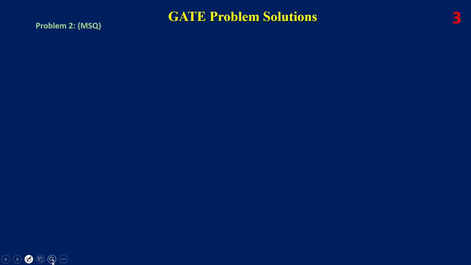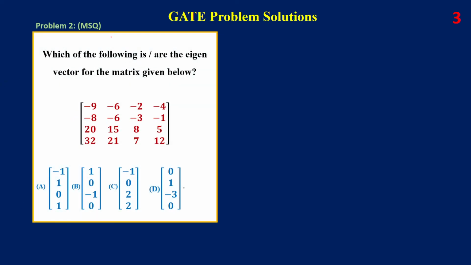Let me solve another problem. This is also one of the MSQ questions, multiple select questions, given in the GATE paper. I will read the problem. Which of the following is or are the eigenvectors for the matrix given below? This is one of the toughest questions because a 4 cross 4 matrix is given. There are no eigenvalues given. In the previous problem, minus 5 and 7 were given as eigenvalues, and with those eigenvalues we solved for eigenvectors. Here, they gave neither eigenvectors nor eigenvalues. We need to find the eigenvectors without the eigenvalues.